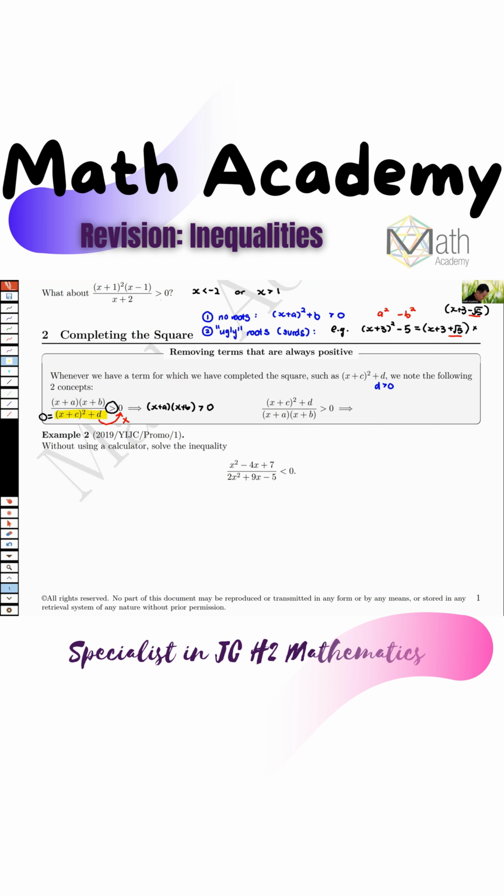Okay, so on the right, similar, let's say this appears in your numerator. I know that this term is more than 0. So what do we do? This time you divide over. Even if it's in the numerator, doesn't matter. So I will get a 1 over. Then you have x plus a, x plus b more than 0.